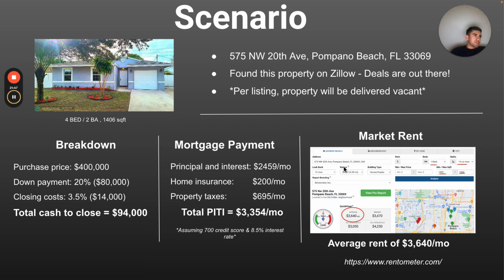So I just plugged in the property address right here, put in the bed count and bath count here, and the square footage, right? So you see right here, it's a 4-bed, 2-bath, 1,406 square feet. So I put that in accordingly, right? 4 bedrooms, 1.5 baths or more. That's what it caps out on the system, okay? So just bear that in mind.